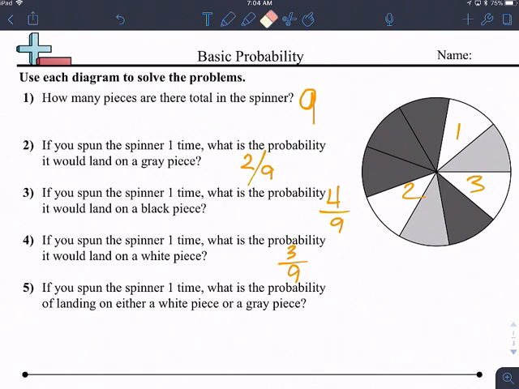If you spun the spinner one time, what is the probability of landing either on a white piece or on a gray piece? So this is where you have to count on both. I have 1, 2, 3 white pieces, and then 2 more gray pieces, so total that would be 5 out of 9.